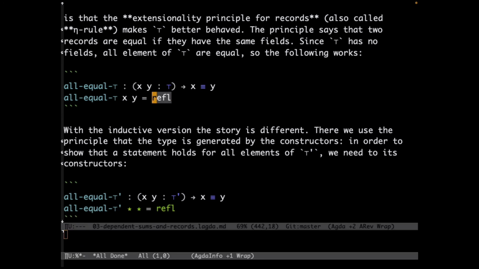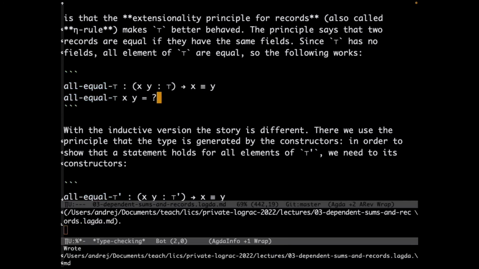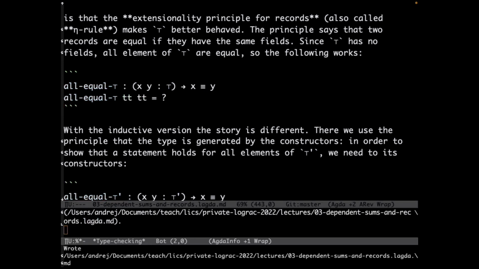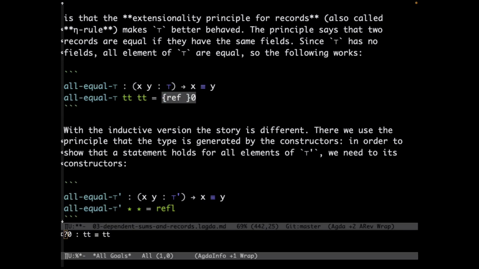I could also do this. I could also pattern match. I could also say, what could X be? Oh, it has to be TT. What could Y be? Oh, it has to be TT. Oh, now it's a REFL. This also works. But the point is, this works because of the extensionality principle for records. Records are equal if they have the same parts. An extensionality principle will, in general, always say that two things are equal if they are made of equal parts.